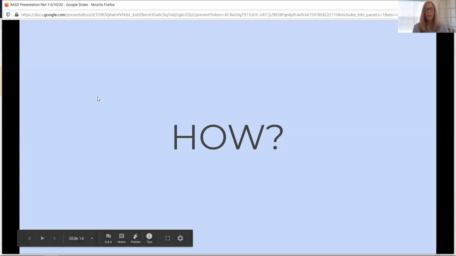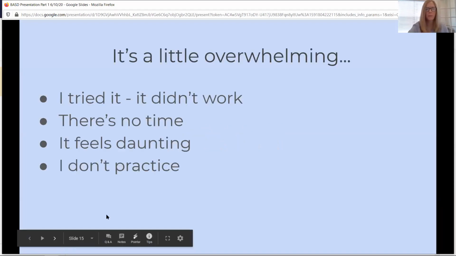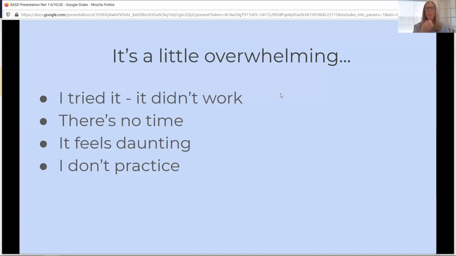Okay, so let's move on to the how. How can I insert mindfulness into my day? It can feel a little overwhelming. Maybe you've tried it before, it didn't work, you feel like there's not enough time, and absolutely academics are super important, but just knowing that these mindfulness skills are also imperative to future success. But still, we have to pack so much into our day. It can feel very daunting, and maybe you're thinking, well, I don't have a practice.